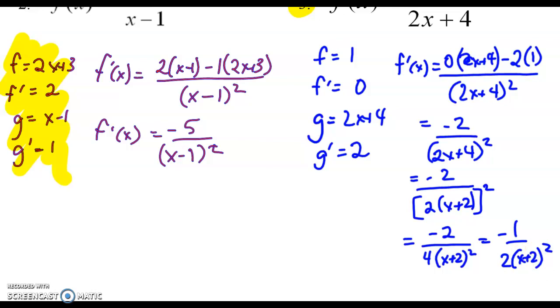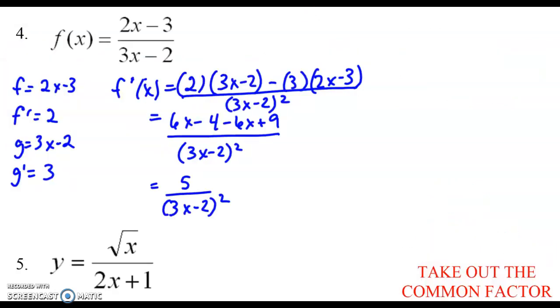Okay, flip the page. Rather, just move down your page. Okay, so here's number 4. You can try this one on your own, exact same steps. We've identified the f and the g and found their derivatives, plugged it into the formula, and simplified it. Again, this is the derivative of f of x. This is the equation to find the slope of the tangent line to that function. Okay, let's look at 5.